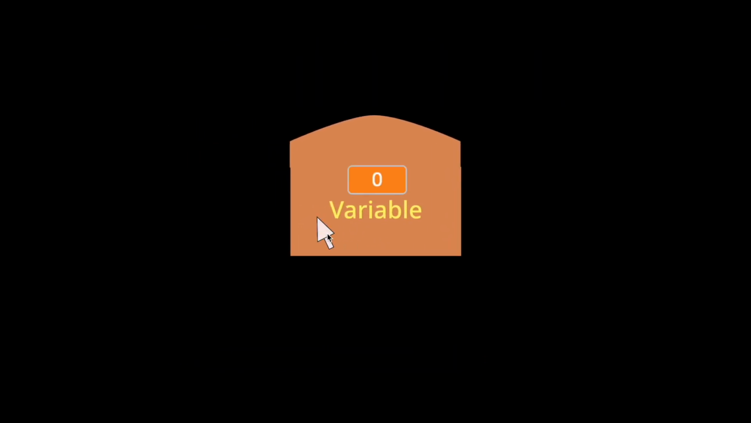A common use of a variable is a score. For example, this variable here will record the number of times that I press the variable. I click it once, I get 1 point. I click it twice, I get 2 points. 3, 4, 5, and so on. Now, without further ado, let's get started on creating and using variables.